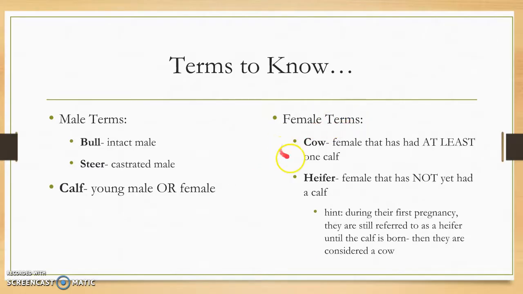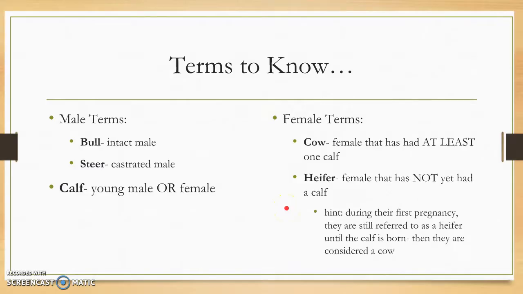When looking at your female terms over here, cow is the first one, and that's what you think of when you think of cattle. You say, oh, there's some cows. And that technical term cow is actually used for a female that's had at least one calf, or she has to be older than 2 years old. Okay. Now a heifer is a female that has not had a calf. So this is a young female, under two.